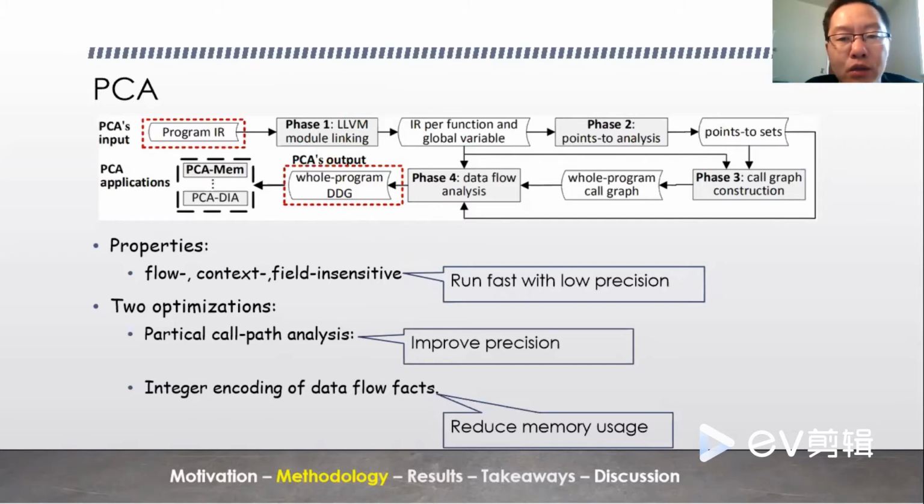Then we contribute two main optimizations in PCA. The first is partial context analysis. It aims to improve the precision of results affected by the imprecise algorithms. And another is integer encoding. We encode each def-use pair into a unique ID. The memory usage is reduced from 16 bytes to 4 bytes for each pair. It helps reduce 75% of the peak memory usage in the classical iterative data difference analysis.